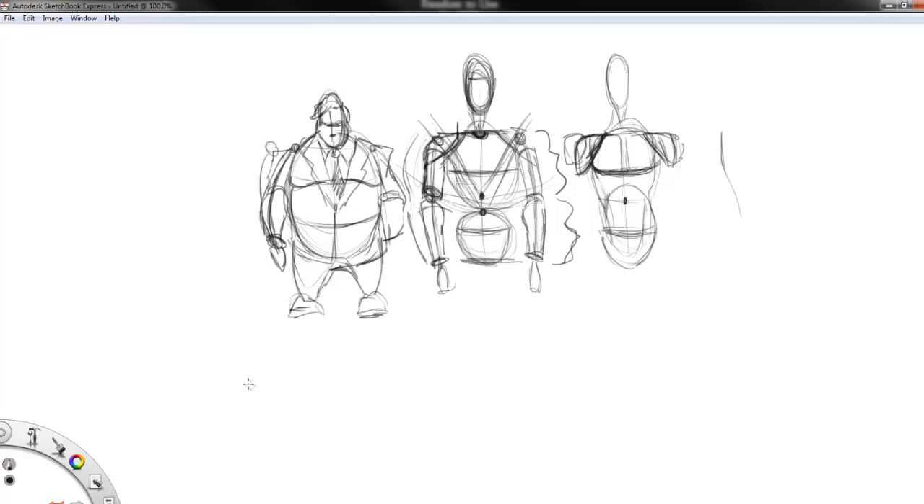And so what I'm going to do in the next lesson is draw a little bit more in depth a realistic chest and explain some things to you. So I hope you'll stick around and check out the next lesson.